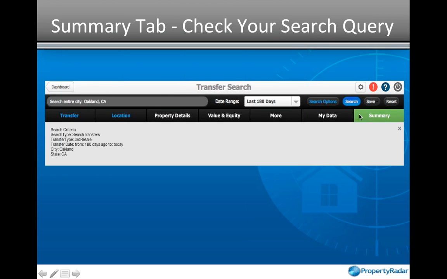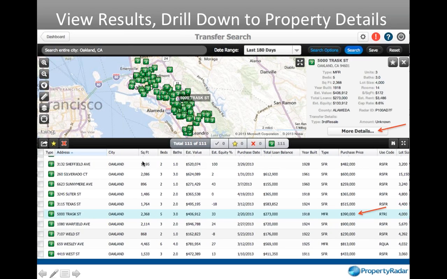And you can always come here to the summary panel on the search options, right? So transfer search, here's summary, and you can see, okay, I'm searching transfers for third-party resales from 180 days ago to today in Oakland, California, right? We run that search, and there's quite a few here, right? And I can see what their purchase price is, etc.